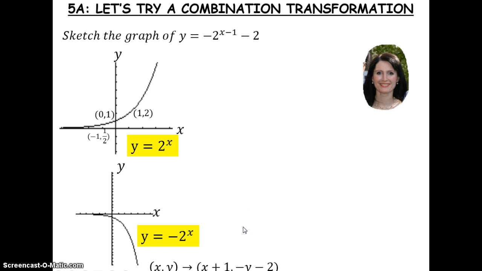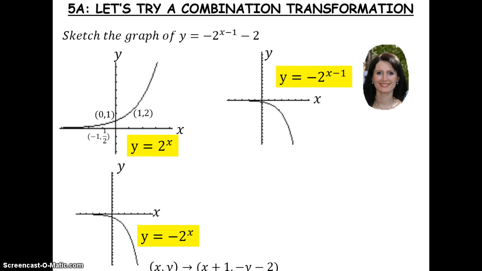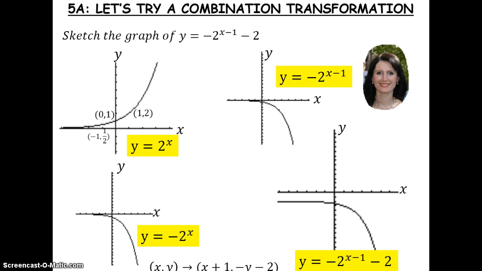Let's have a look. Here, if I want to go step by step, I would say, well, here is -2 to the power of x. So we flip that over. I then have -2 to the power of x minus 1. So it moves to the right, sorry, 1 point. Finally, here is -2 to the power of x minus 1, minus 2. There it is there. It goes down 2 on the y-axis, across 1 on the x-axis to the right, and it is flipped. Our points, let's see what they become.